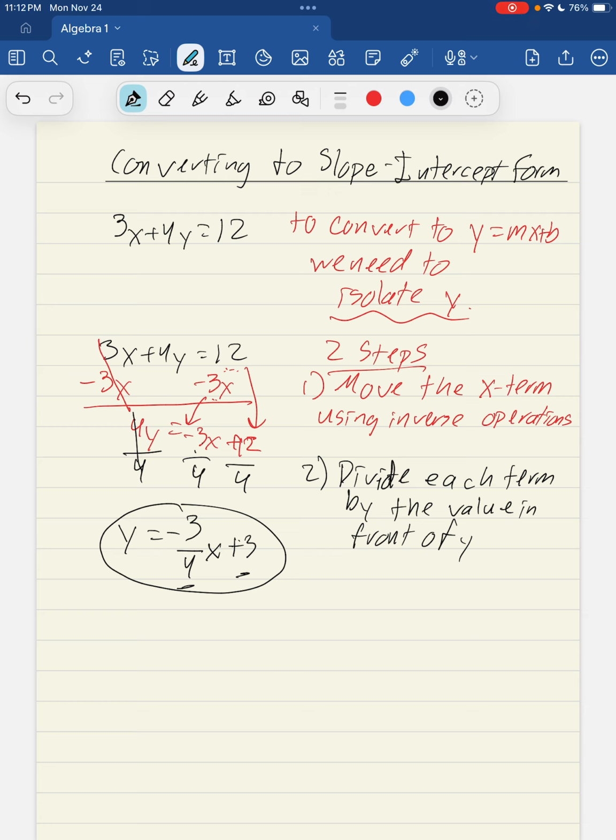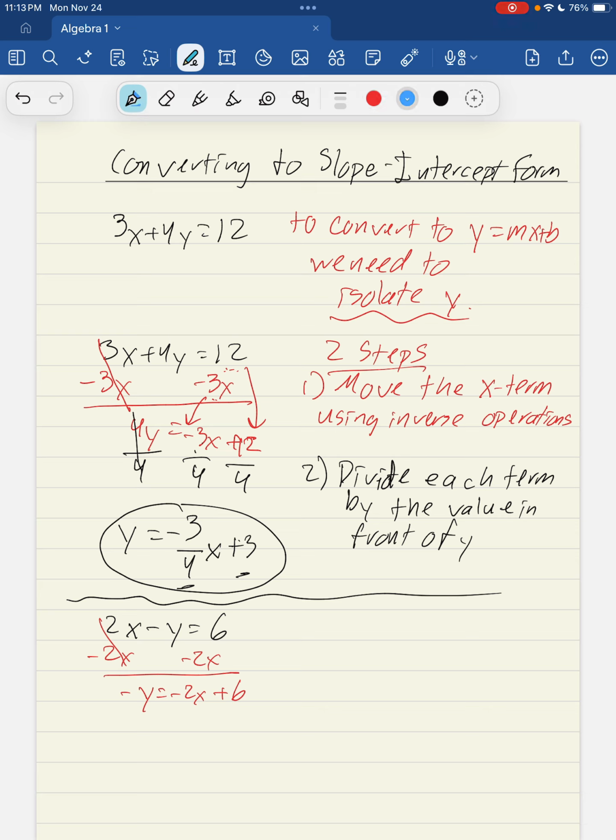Let me show you guys two more examples real quick. Now, I'll see if I can fit them down here. So, two examples. Oh, I'm going to erase that. Fresh start. Here we go. 2x minus y equals 6. Well, two-step process. We're going to move the x, minus 2x both sides. I now have a minus y. Swing my variable to the front, my number to the back. That's my first step. My second step, I have to divide each term by whatever's in front of the y.